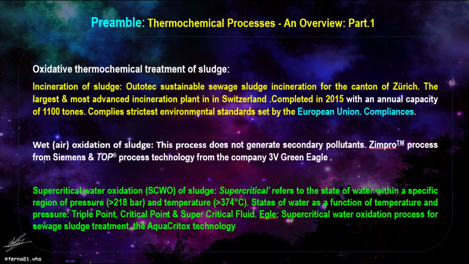In oxidative thermochemical treatment of sludge, we have incineration of sludge. In that, we have seen a video about the Autotech Sustainable Sewage Sludge Incineration Plant for the Canton of Zurich, the largest and most advanced incineration plant in Switzerland. Completed in 2015 with an annual capacity of 1,100 tons, it complies with the strictest environmental standards set by the European Union.